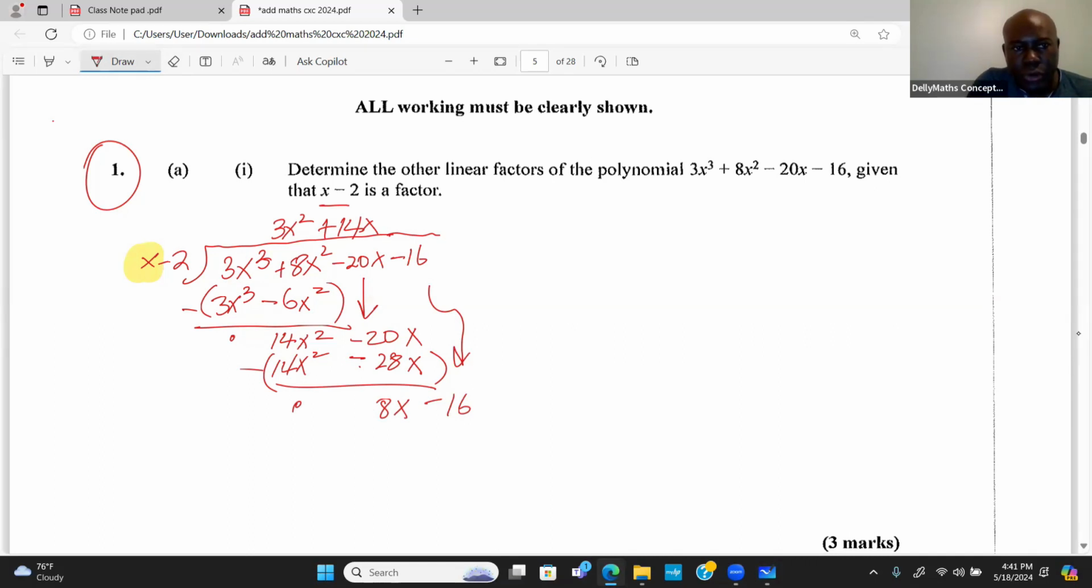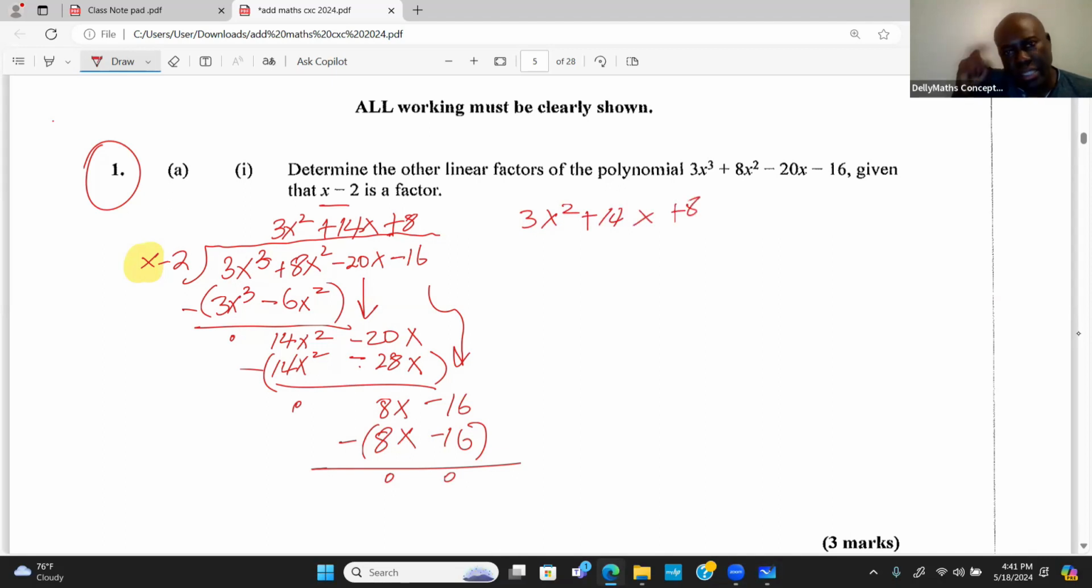So let's go now. x into 8x, we're going to get positive 8. 8 times x is going to give us 8x. 8 times negative 2 will give us negative 16. And if you put a minus here, 8x minus 8x is a 0, and 16 minus 16 will give us a 0, as you could see. So here it is: what we have is 3x squared plus 14x plus 8.